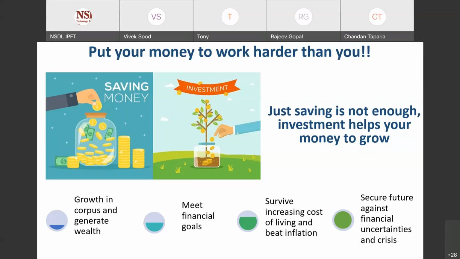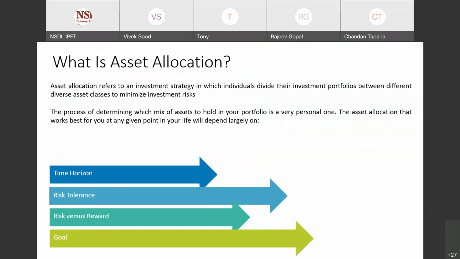And I'm sure office goers are now planning their retirement life: how they'll retire, when they will retire, how much money they need to invest, and how much corpus they need to select. Now, there are so many different asset classes. We need to understand which asset class to choose, the advantages and disadvantages of these asset classes, and what the real asset allocation should be.